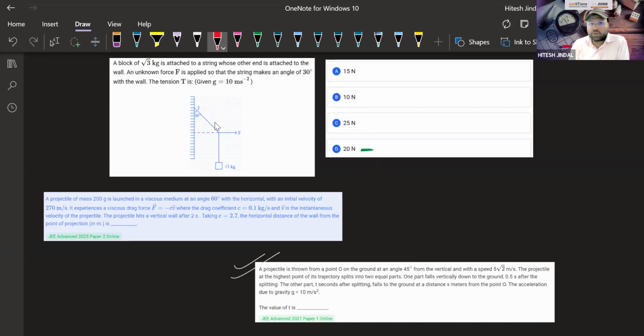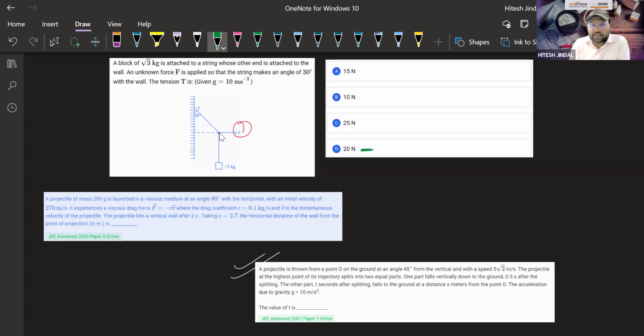How would we be doing this question, right? This is a JEE Mains question. So we have a block of root 3 kg. Same answer. Okay, Zoe is also getting the same answer. So we have this block of root 3 kg attached with the spring, right? Whose other end is attached to the wall like this. And this is an unknown force which is being applied so that the spring makes an angle of 30 degree here, right? Now you see this thing. How can we solve this question, right?